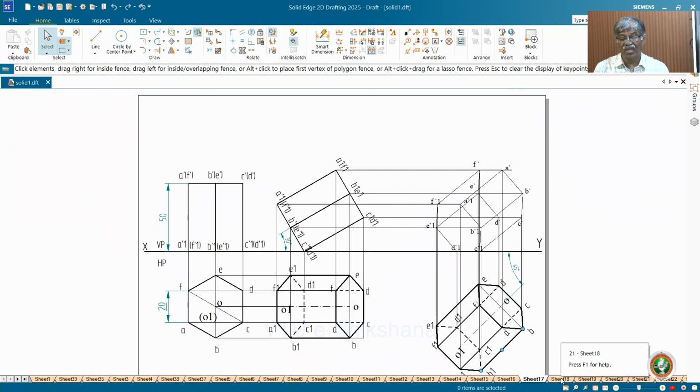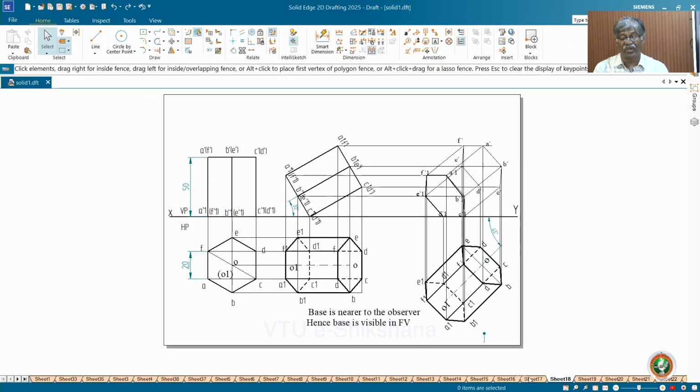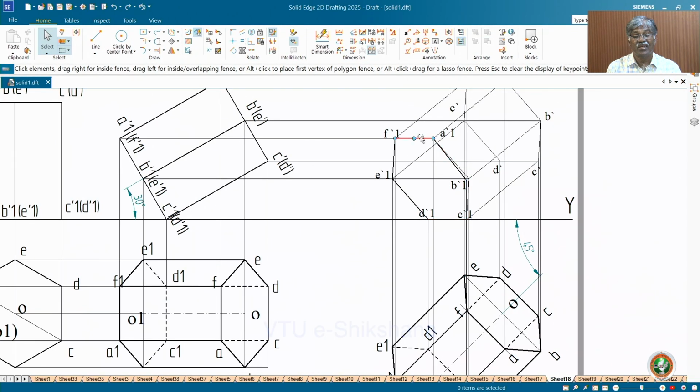Let us choose a particular method and do it. Now again I have taken the nearest key surface method. The nearest key surface is base. Now base is towards the observer. Here is the observer. Base is towards the observer. It's not visible in top view, but if you look from front, the base is visible. So I have made it dark.